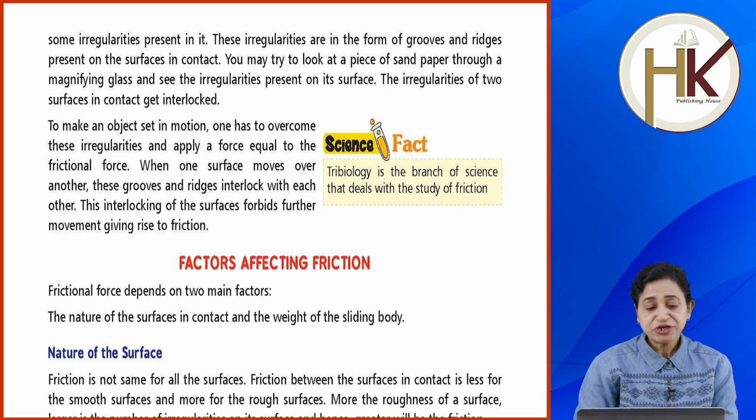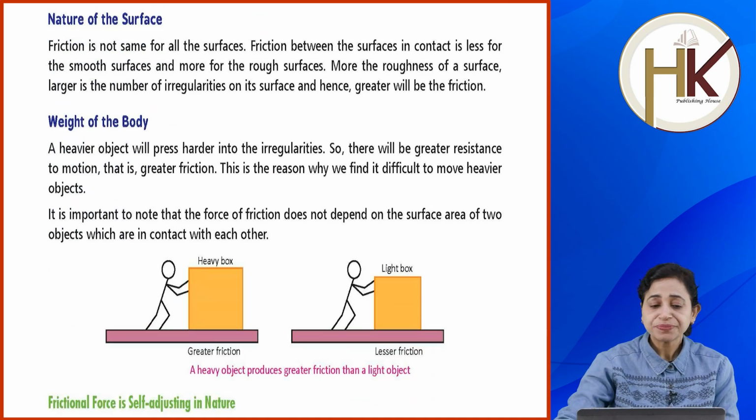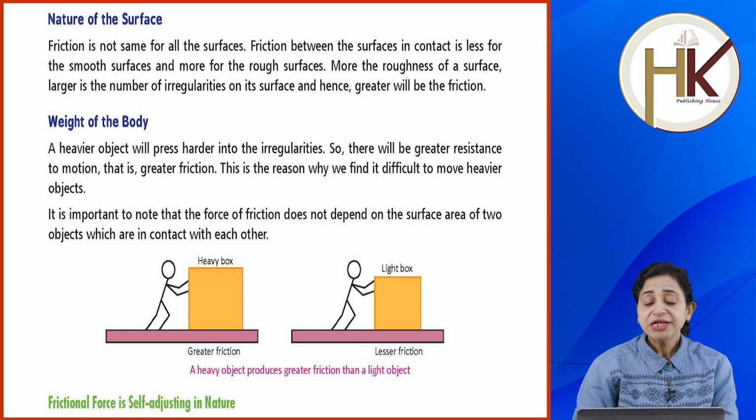Factors affecting friction. Frictional force depends on two main factors: the nature of the surfaces in contact and the weight of the sliding body. Nature of the surface: friction is not the same for all surfaces. Friction between the surfaces in contact is less for smooth surfaces and more for rough surfaces. The more the roughness of a surface, the larger is the number of irregularities on its surface and hence the greater will be the friction.